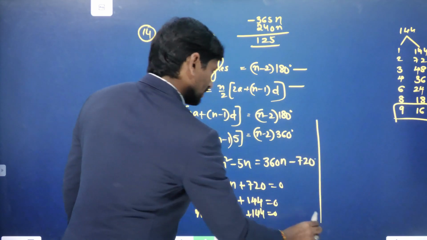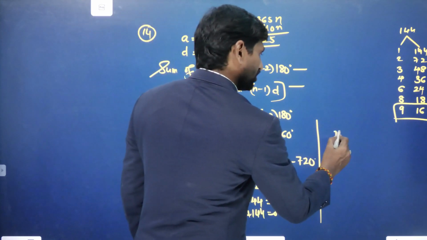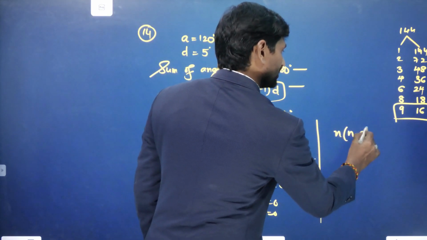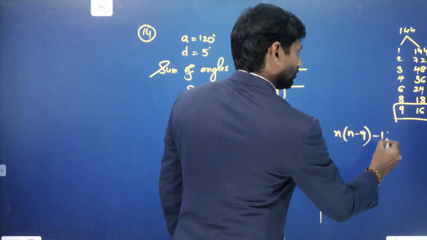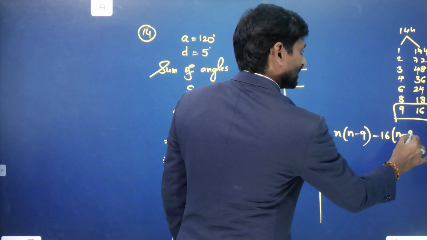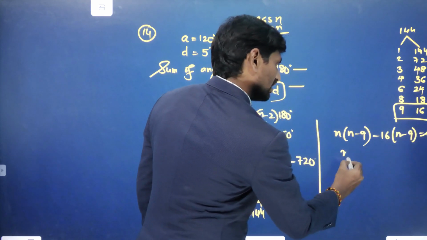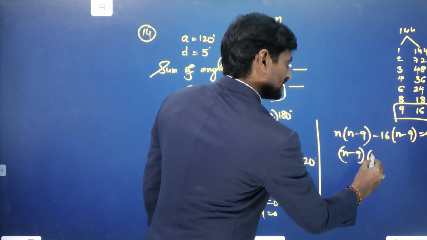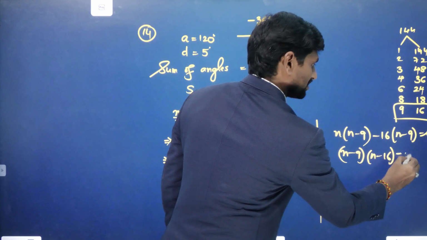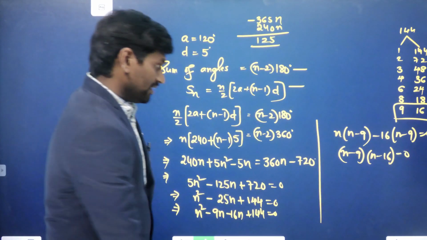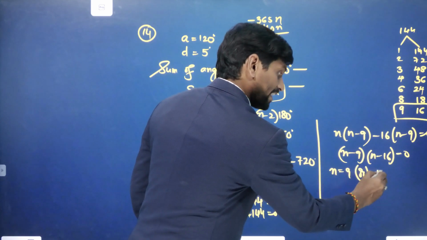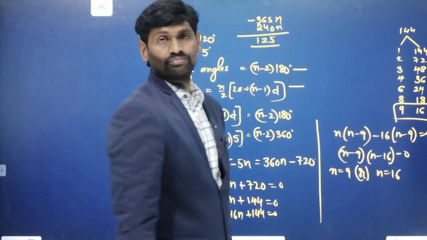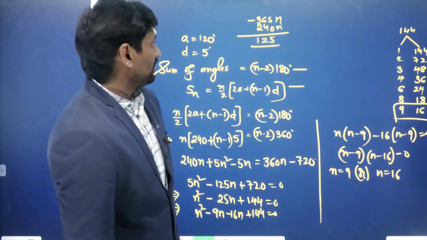So from the first two terms, if I take n as a common term, I will get n minus 1 is the remaining. The next 16, I am taking common here, n minus 9 is the remaining. So therefore, n minus 9 common means n minus 16 is the factors. So n value can be 9 or n value can be 16. Okay, now let us check here.